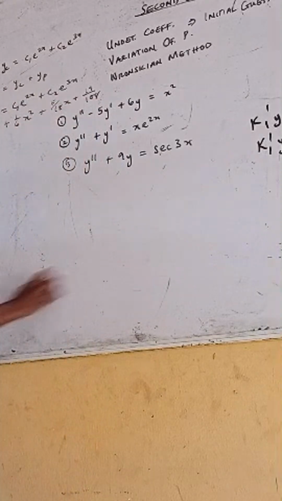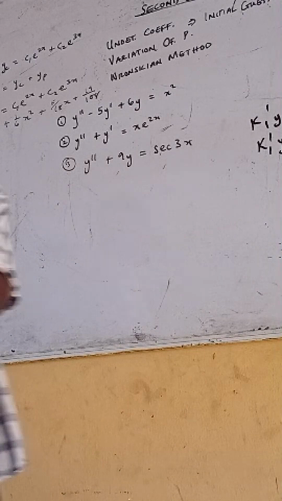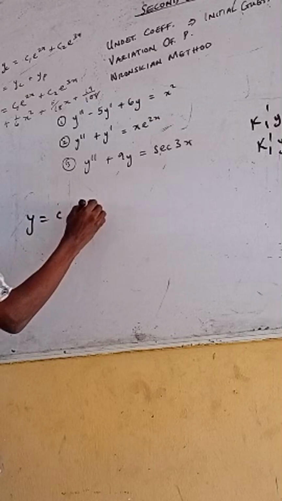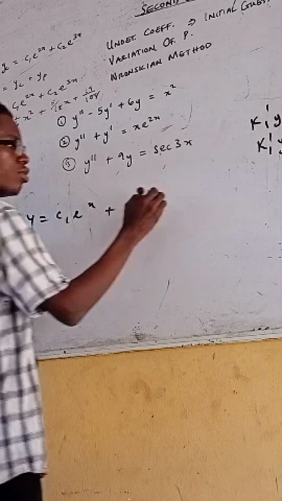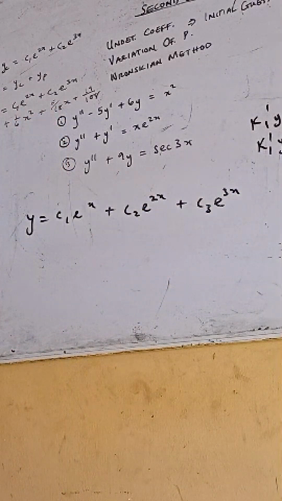We started on things like that in math 2. You know how to generate ODEs from a given function. Let's say I give something like y equals c1 e raised to power x plus c2 e raised to power 2x plus c3 e raised to power 3x. This will be a third order equation. Can you? Okay, let me just reduce it to a second order equation.